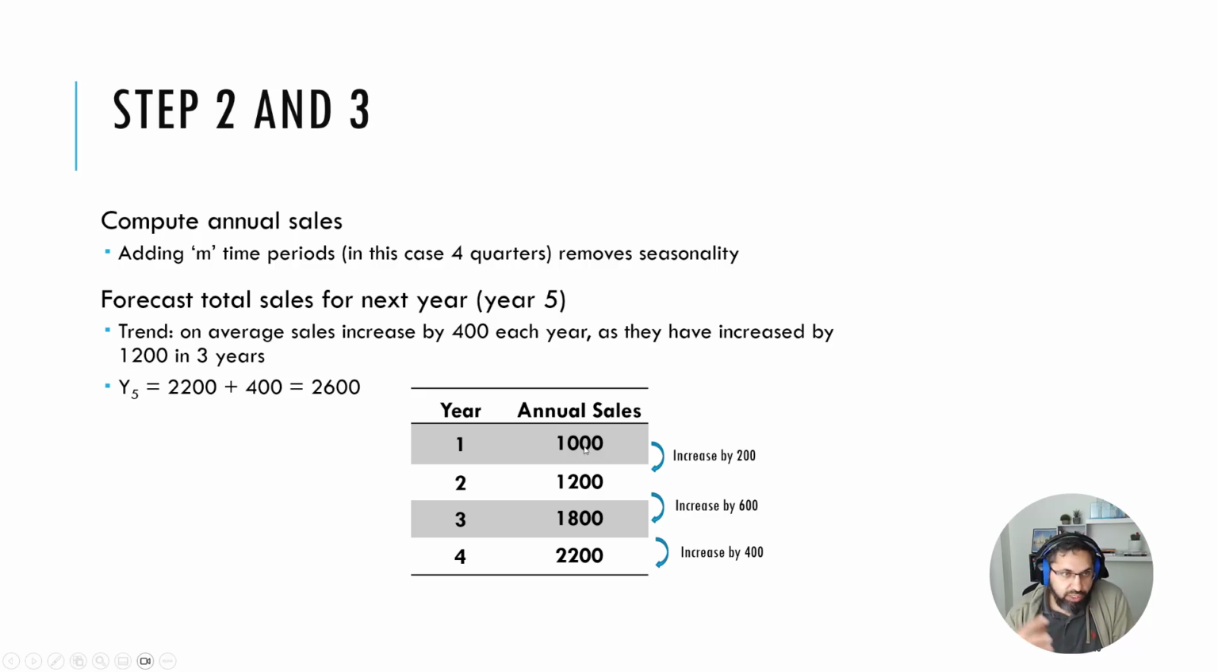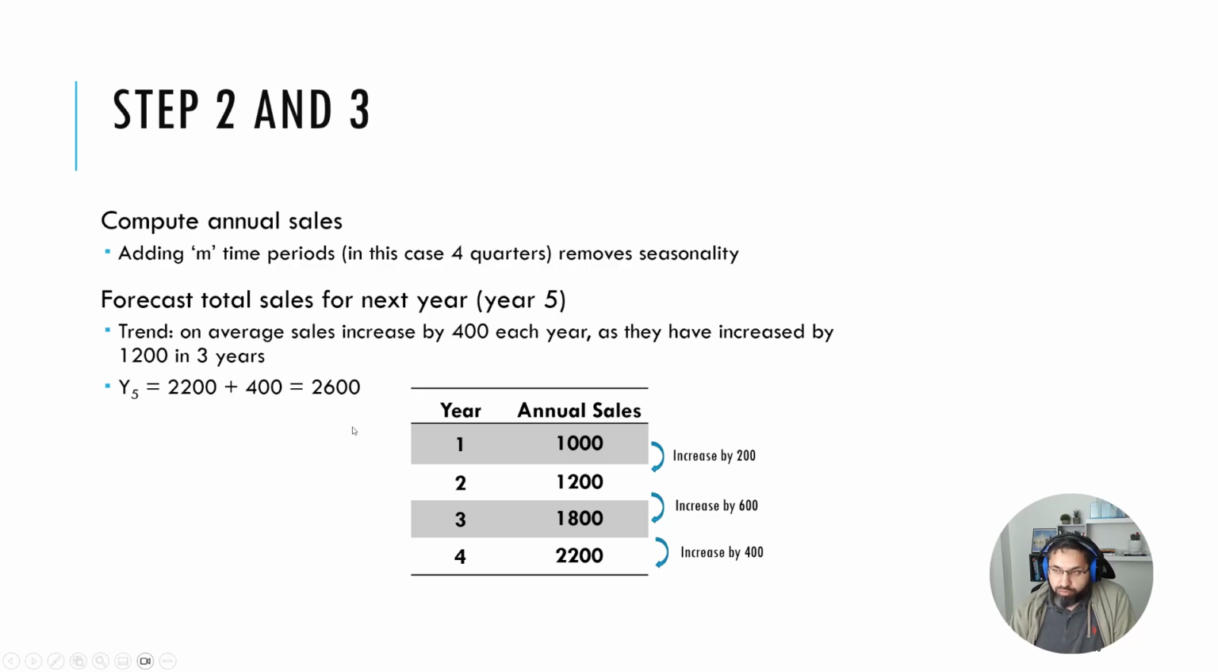When you add up the sales for the 4 quarters to get annual sales, the seasonality has been removed because you summed up across all the quarters. So you can just project it forward by any method you want. The question will usually tell you what method to use. One common method is to look at the increase over the last years and take the average of that increase and say it's going to increase by the average amount. So the average increase was 400 over the last few years. So we'll say, okay, year 5 sales will be 2200 plus 400, 2600.